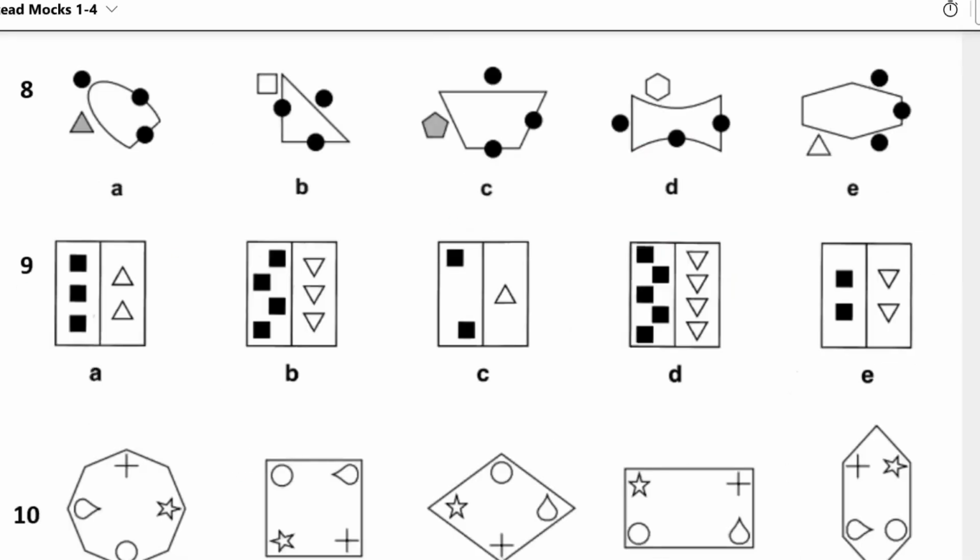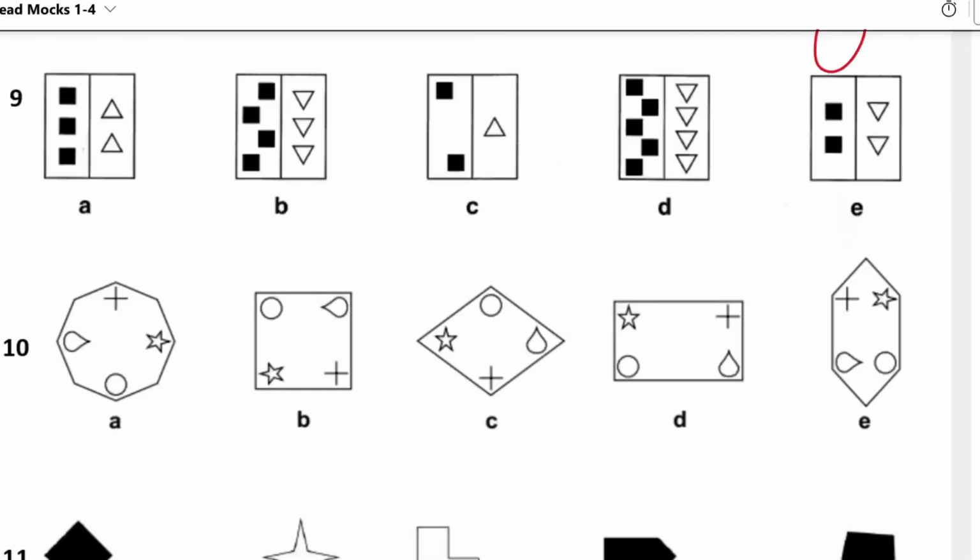In question 8, we see that the black dots are always 2 is going to be on the line. We can see this one is on the line, this one is on the line. Same with this one, apart from E, which we can see that only 1 is on the line of the shape. The 2 others are floating and not touching, therefore it has to be E.